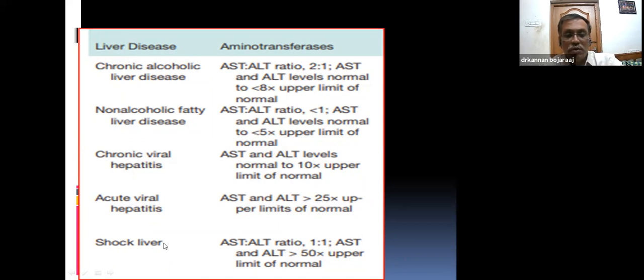In shock liver and liver congestion due to some other problem, the AST-ALT ratio is 1:1. Shock liver, in the sense of toxic or ischemic liver injury, is a sudden release of enzyme into the circulation, that is 50 times the upper limit of normal. But with the aminotransferases, we come to a conclusion of where the problem is. You can assume it.